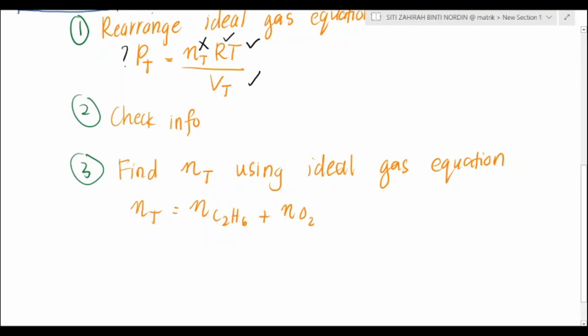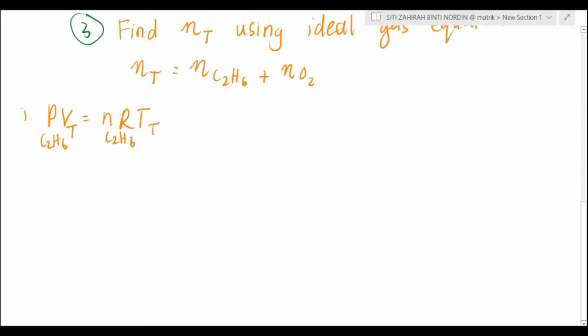Okay. So your PV equal to nRT. Okay, let's say we want to find the mole of C2H6. Okay, volume must be total. Temperature, okay, you can write it down as total as well because we've got only one temperature in one question. But pressure and mole must be respective to the one that you want to find out. So rearrange first. So mole of C2H6 is equal to pressure of C2H6 times volume total divided by RT.